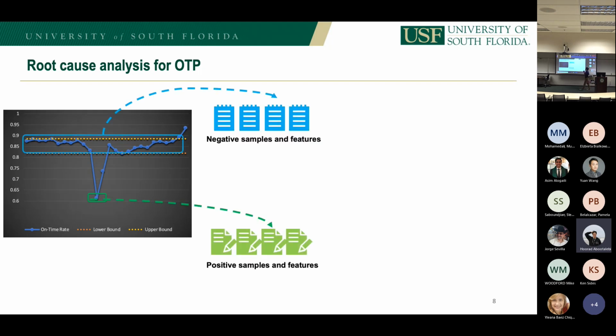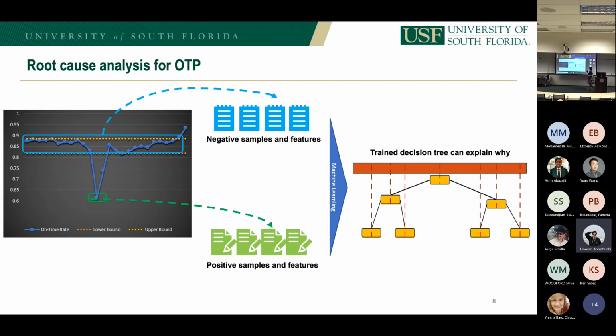So we identify this data point as a positive sample, with some features like the demand today and the traffic information or capacity information. All of those are treated as features. And we defined a lot of negative samples, which are normal. And we build up this decision tree model, so we can identify why it is abnormal. This is trying to find more insights about the on-time percentage.